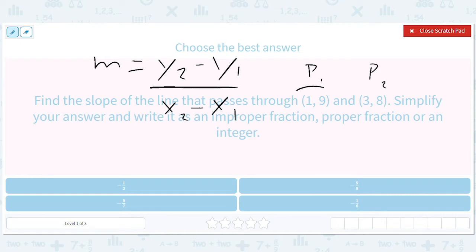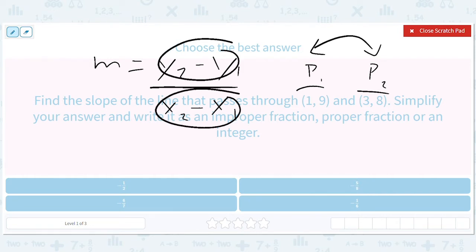But it doesn't actually matter which one you pick for point 1 and point 2. You could flip them if you want, just so you know, so you're not worried. Because both these negative signs would flip if you did that, and that's totally cool. Because in life, 2 wrongs don't make a right, but 2 negatives do make a positive.